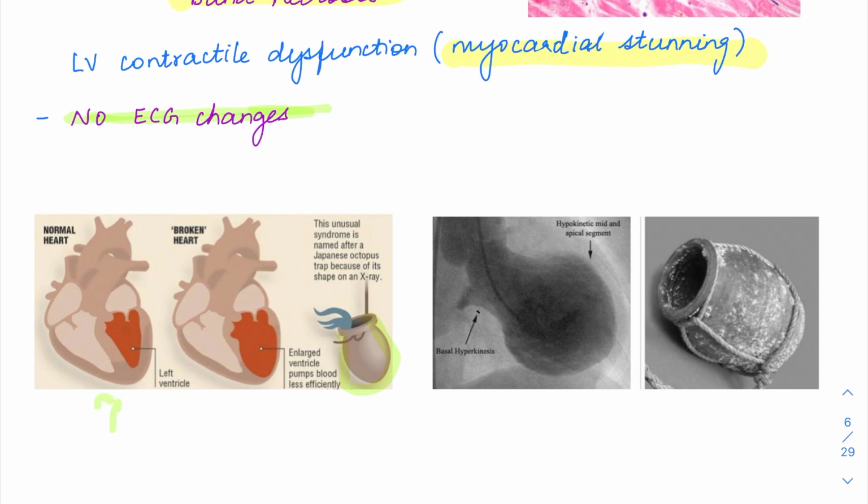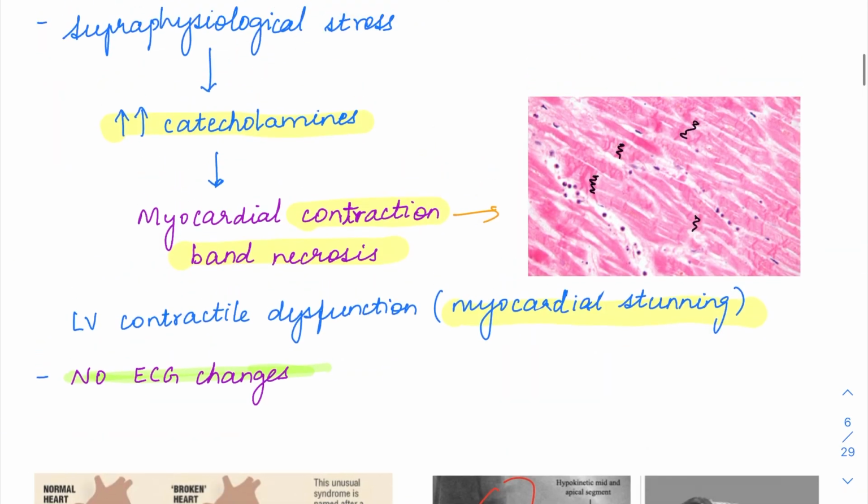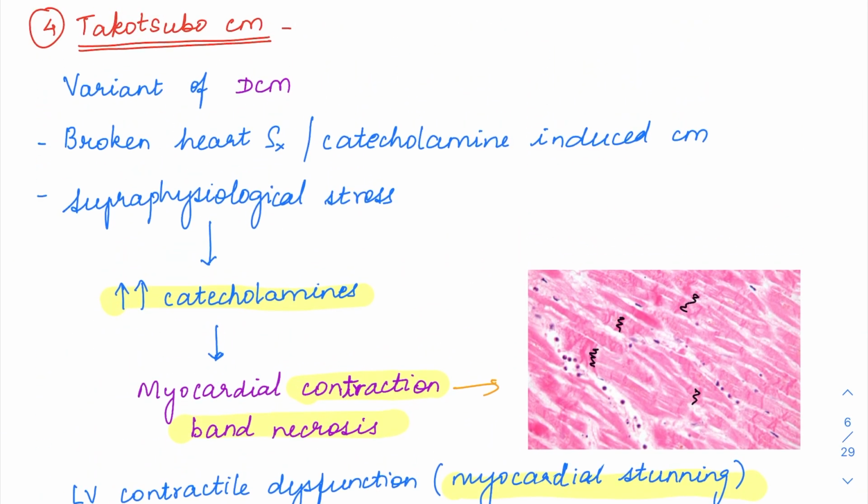So this is the normal heart, this first image, and in the second image, if you see, the ventricle has been enlarged, and that is because the base of the heart is going to be very much hyperkinetic. However, the apex of the heart will be stunned and it will be hypokinetic. So this is contracting while this is just standing like this, and this apex of the heart is going to get dilated, and it is going to look like a pot which resembles the Takotsubo, and that is why it is given this name.